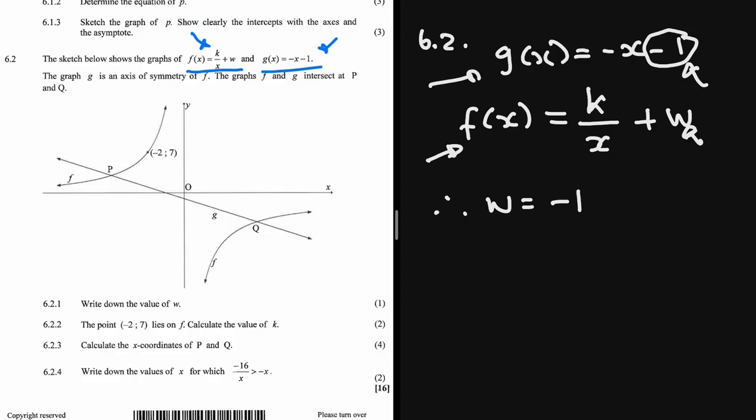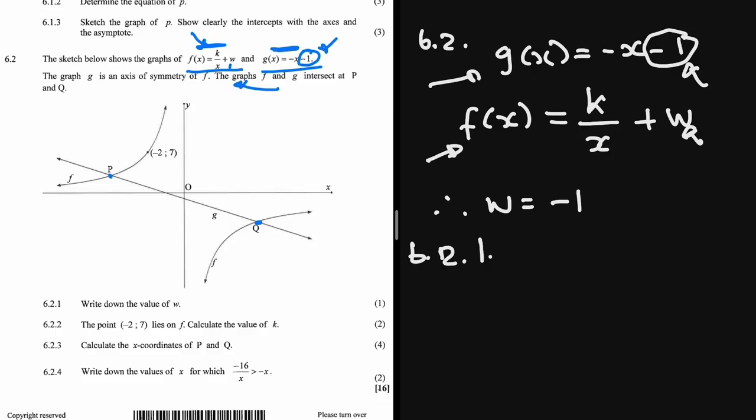Okay, so they say now the graph of f and g intersect at p and q. So that means now at this point of p and at point of q, we have now the graph intersecting. So they cross each other at point p and also at point q. So 6.2.1, they say now write down the value of w. So now remember, they told us this is the equation of axis of symmetry of this one. So that means now the value of c is the asymptote of this part here, which is going to be the w.